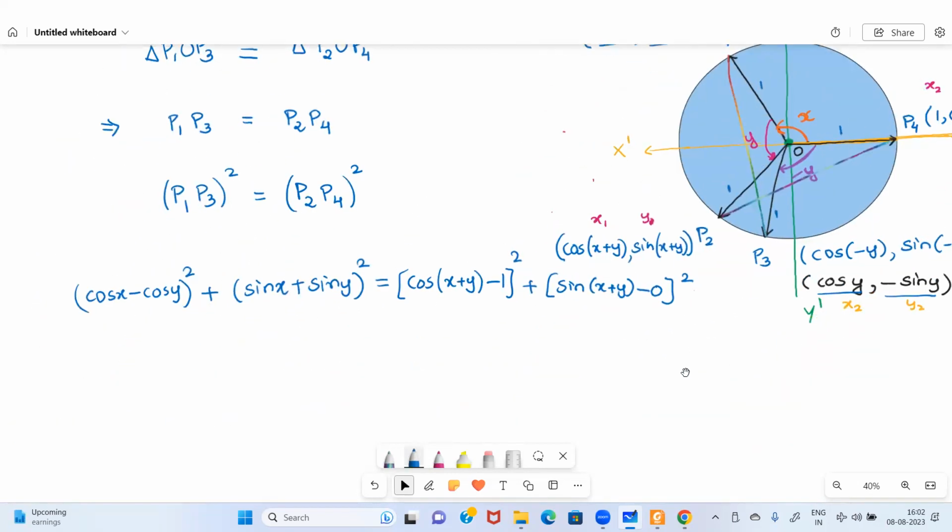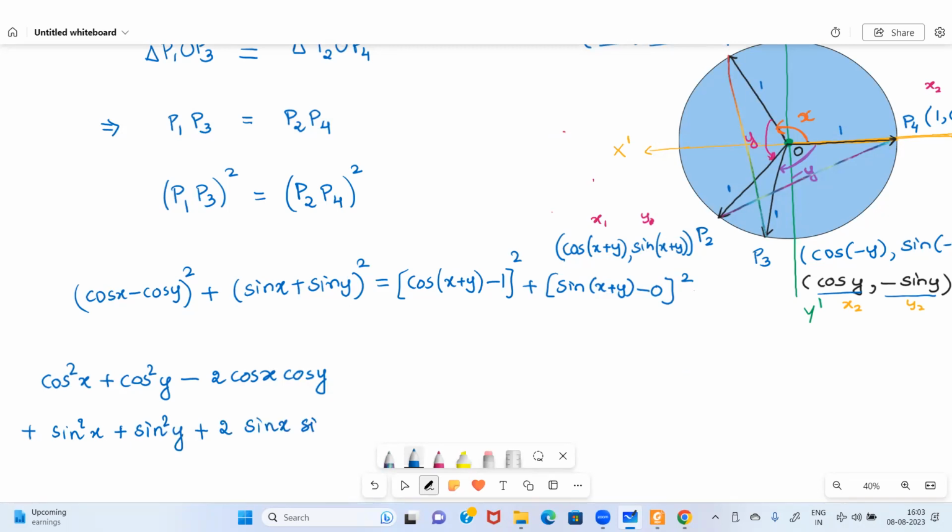Now let's simplify this. A minus b whole square is a square plus b square minus 2ab, plus, now let me write the next one, which is sin square x plus sin square y plus 2 sin x sin y. That's what I get on the left hand side. Right hand side, let us see.